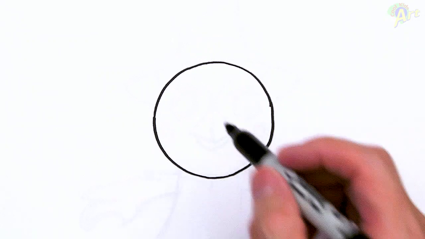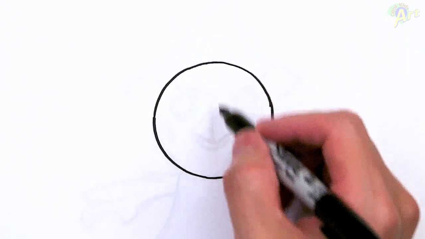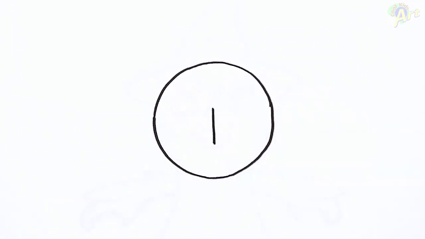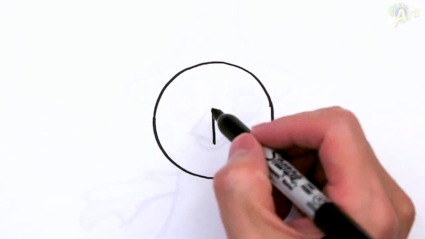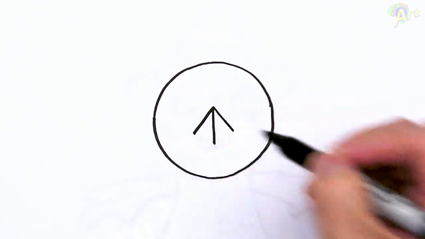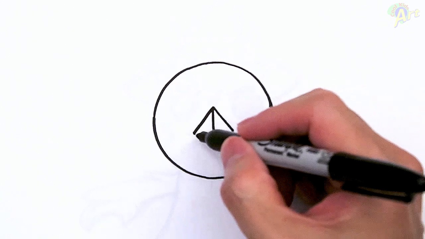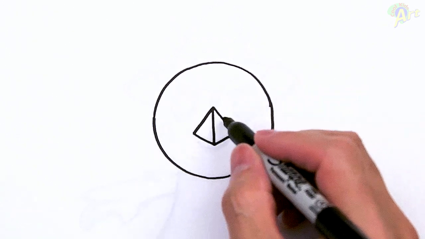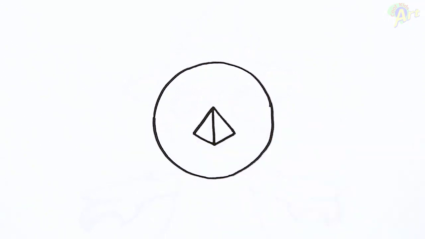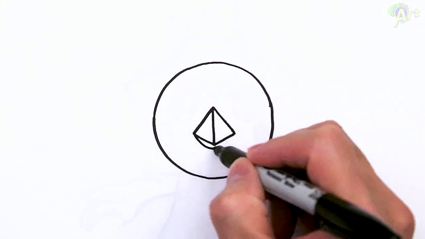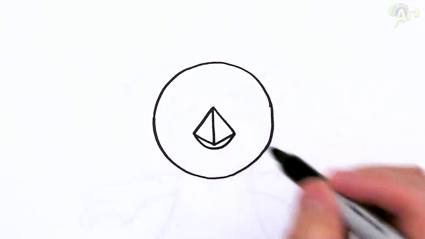Alright, and then from here we're going to draw in the beak first. So right in the middle of this circle, just draw one line. Come back to the top, we're going to flare this out, and then close this off. This line should be a little bit shorter than this. So that's the beak, and then for the bottom, just draw a little curve going from side to side.